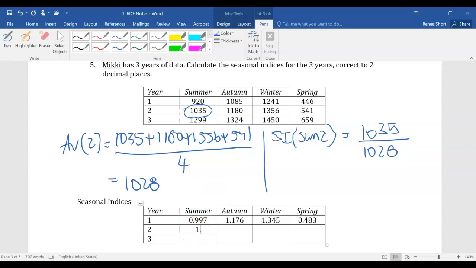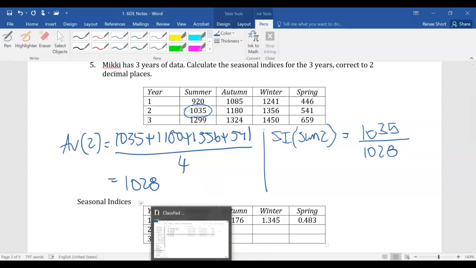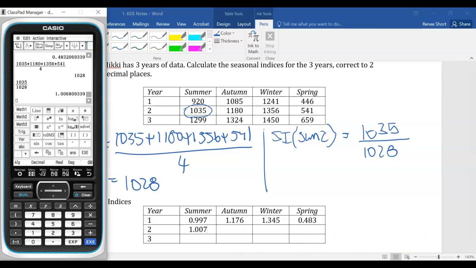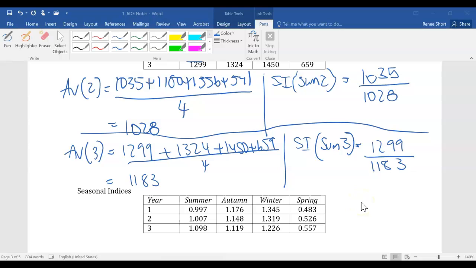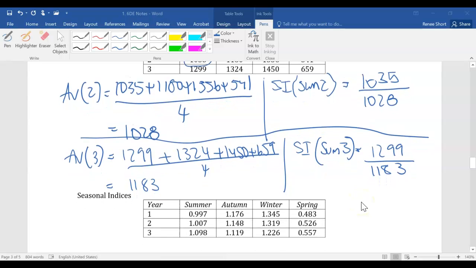Now, like before, I am going to pause the video here. I want you to pause the video as well, and I want you to work out the rest of the seasonal indices for the second year, and then I want you to repeat the process for year three. So I want you to take a moment and find all of those figures for me. So press pause now.